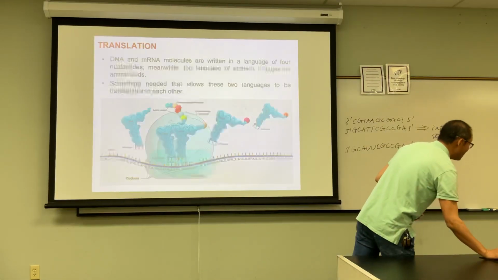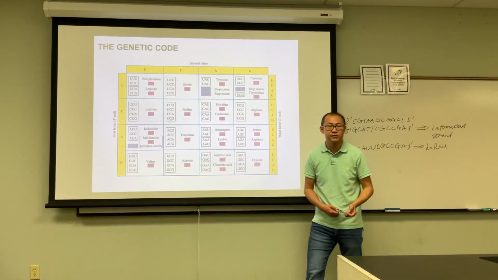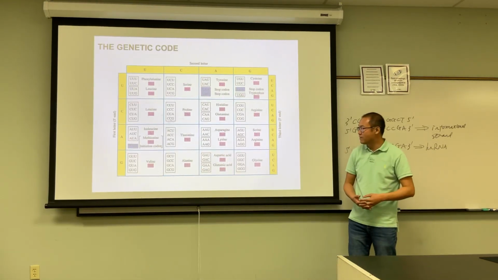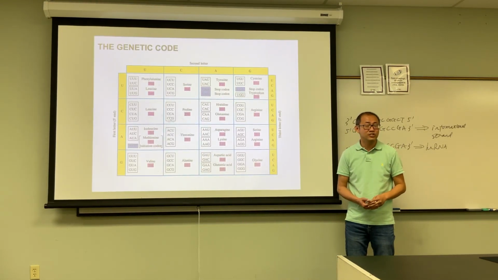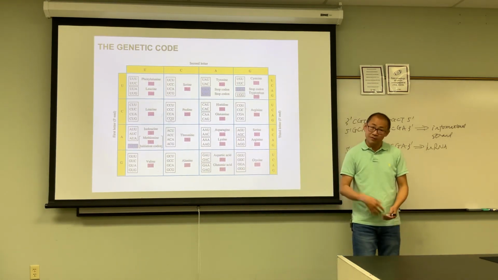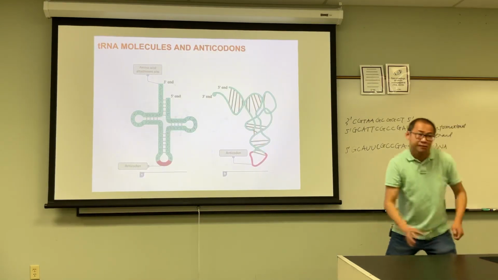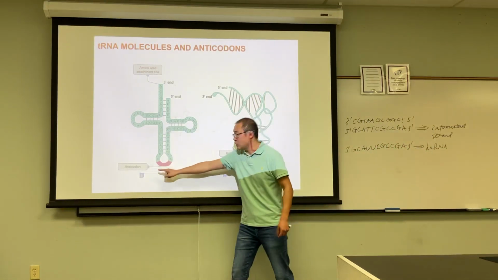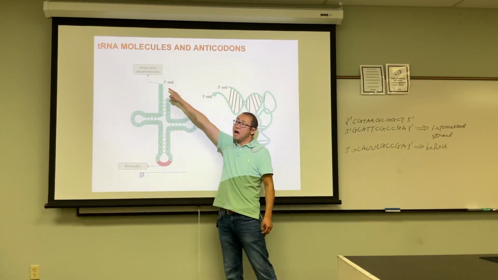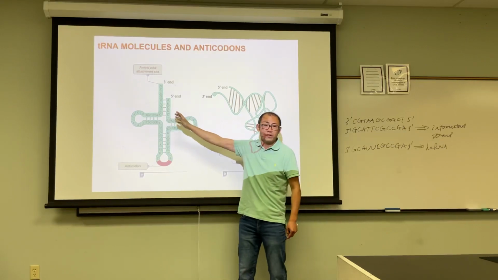Let's go back. We can go back to check. GAA, which amino acid? Take a look very quick. You can use the chart. If I tell you GAA, which amino acid? Glutamic acid. So that means this transfer RNA, this particular one, which has the anti-codon to read the GAA, will have to bring glutamic acid. Nothing else. He will only bring that.